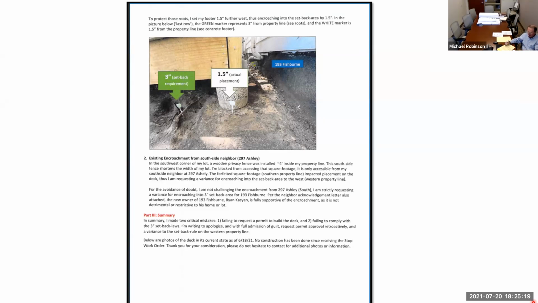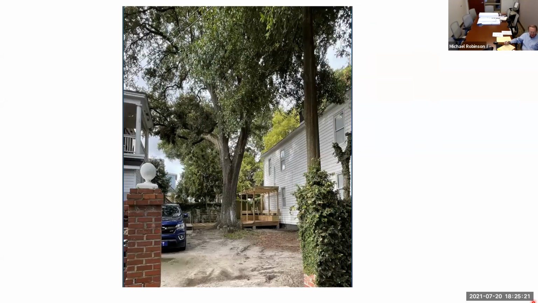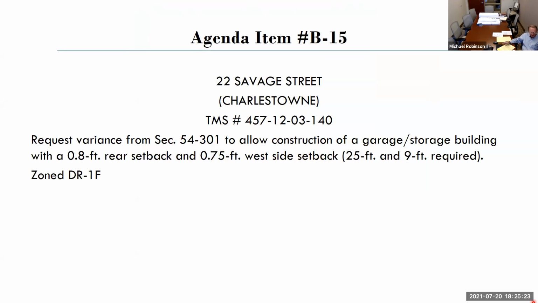Next item on the agenda is 22 Savage Street, Charlestown. Request variance from section 54.301 to allow construction of a garage storage building with a 0.8 foot rear setback and a 0.75 foot west side setback, 25 feet and 9 feet required, zone DR 1F. Mr. Batchelor.